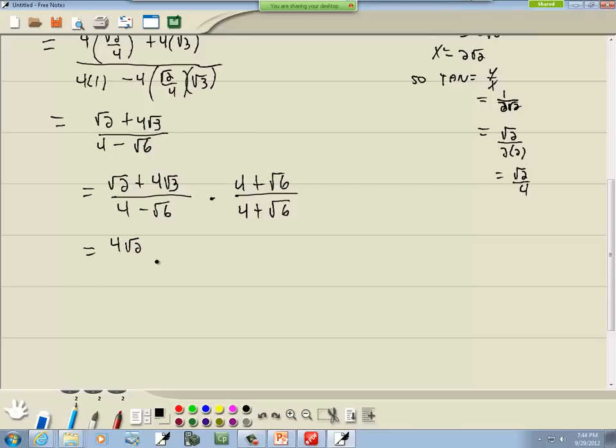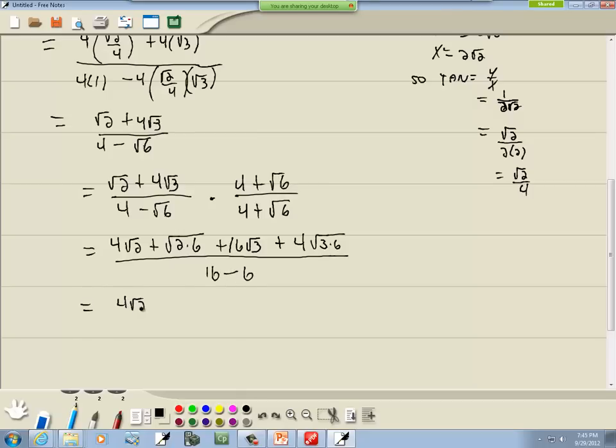Square root of 2 times square root of 6 gives square root of 2 times 6. 4 square root of 3 times 4 gives us 16 square root of 3. And 4 square root of 3 times square root of 6 gives us 4 square root of 3 times 6. And down below, since these are conjugates, all I have to do is multiply my first parts and last parts. 4 times 4 is 16, minus square root of 6 times 6 is 6.